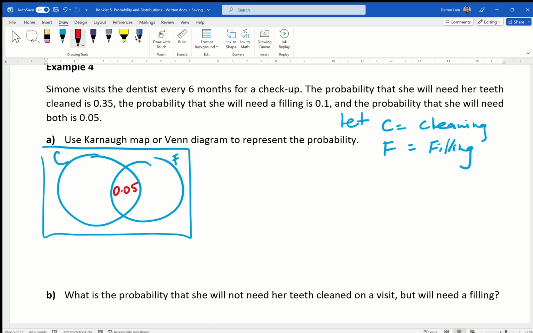I know that the probability of F, which is 0.1, should be everything in that circle adding up to 0.1, so that should be 0.05 as well. The probability of everything in C should add up to 0.35, so that would be 0.3. A lot of students stop there. That would be incorrect. Don't forget that, of course, there's a probability that she doesn't need either. Let's move on to our Karnaugh map. With a Karnaugh map, it is often a lot easier to just use F and F dash, etc. Don't forget your total rows and columns as well.